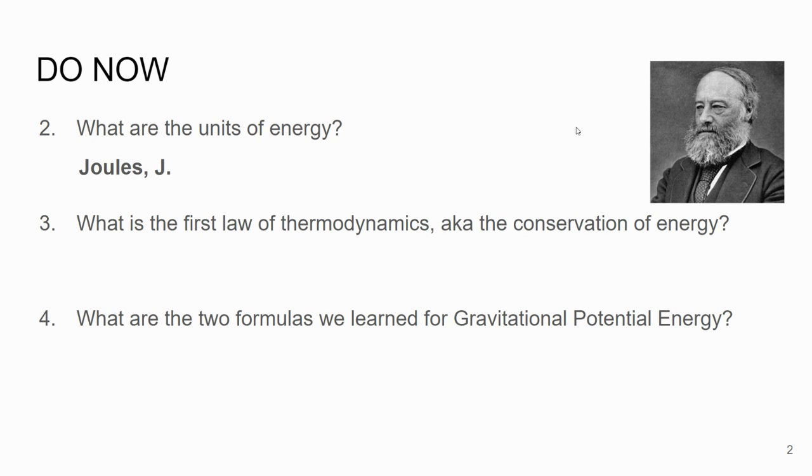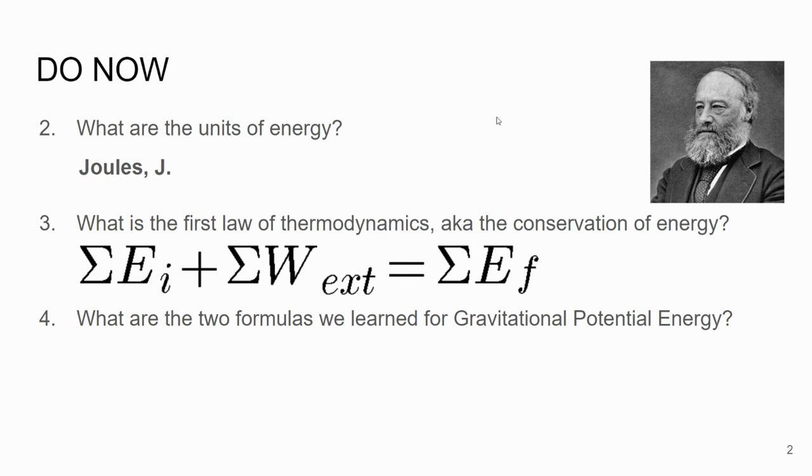What is the first law of thermodynamics, aka the conservation of energy? Well, the conservation of anything is that that thing can't be created or destroyed. And mathematically, we were writing it this way. Sigma E sub I plus sigma W external equals sigma E sub F. So the sum of your initial energy, take all of the energies you have at the beginning, add them all together, plus factor in any sources of external work that you have, and that will tell you how much energy you need to have in total at the end in all of the different forms of energy. So that idea will come back several times in this chapter.